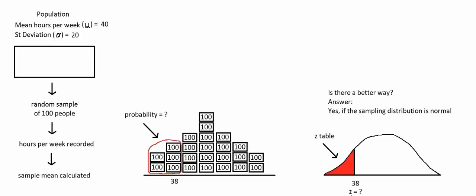Well, in the next couple of videos, I'm going to answer both of those questions. I'm going to tell you how we would know if the sampling distribution is normal, and I'm going to tell you how we would turn the sample mean of 38 into a z-score. And a couple of videos from now, we're actually going to find the answer to this question.